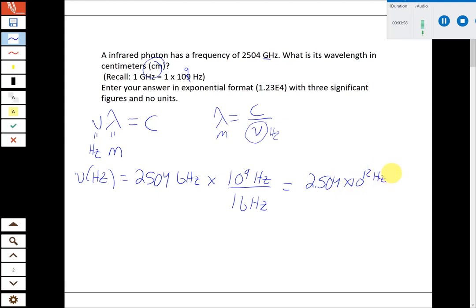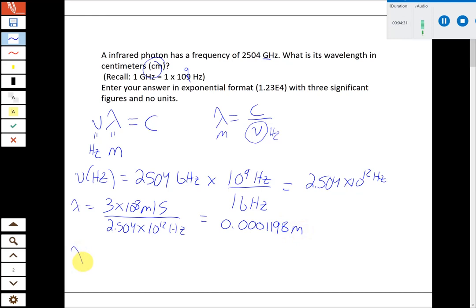Then we're going to plug that into this equation. So the wavelength, again, in meters is going to be c, which is 3 times 10 to the 8th meters per second, the speed of light, divided by frequency in hertz, 2.504 times 10 to the 12th. And that's going to give us a wavelength in meters, which is 0.0001198 meters. And then for the wavelength in centimeters, we have to do one more conversion because we're asking for it in centimeters. It's going to be that number.